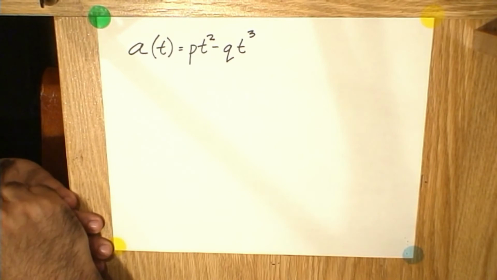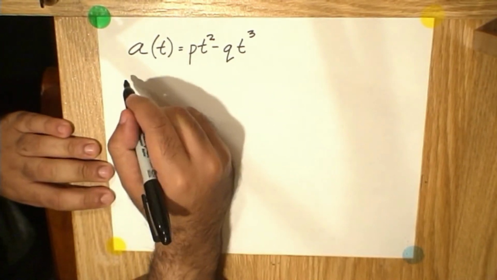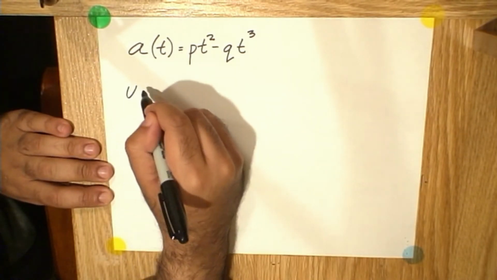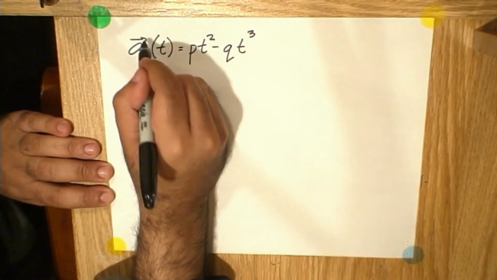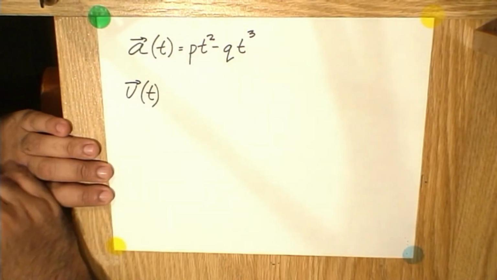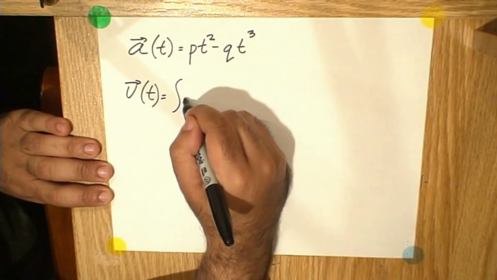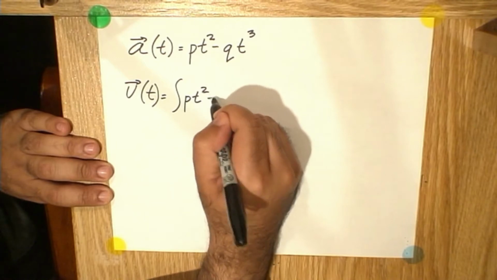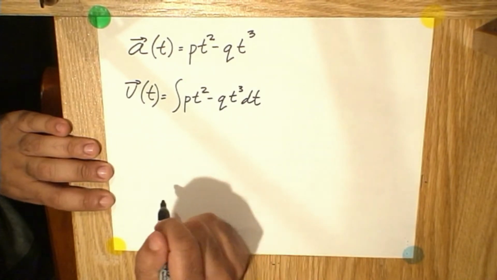So that means that we cannot use the toolbox equations to solve this. Instead, we have to use calculus. And the way that we would do that is we would solve for the velocity. I suppose if we really wanted to be anal about it, we would write A and V like that. We would solve this by taking the integral of pt squared minus qt cubed dt.